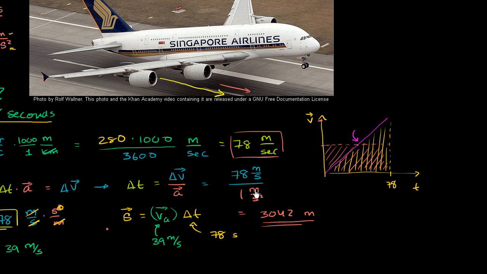So you need a runway of over 3,000 meters for one of these suckers to take off, or over 3 kilometers, which is about 1.8 or 1.9 miles just for this guy to take off, which I think is pretty fascinating.